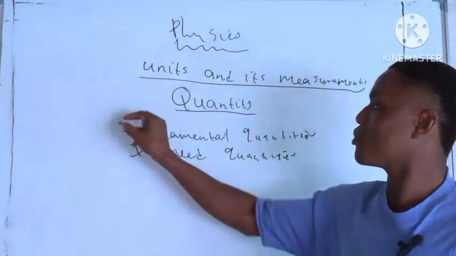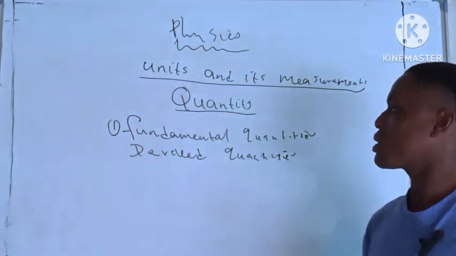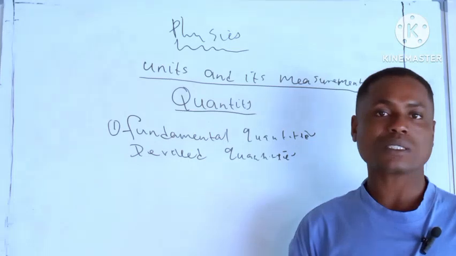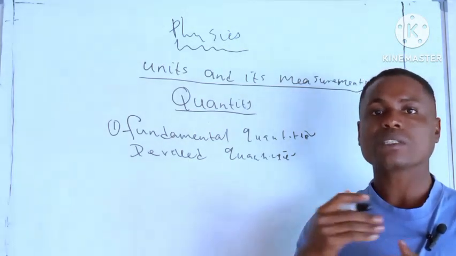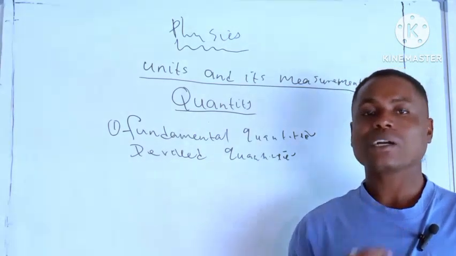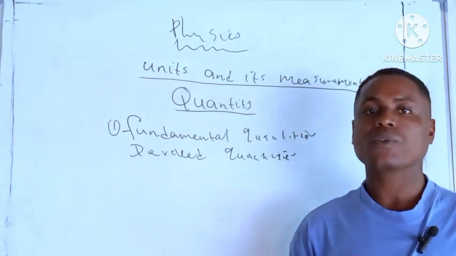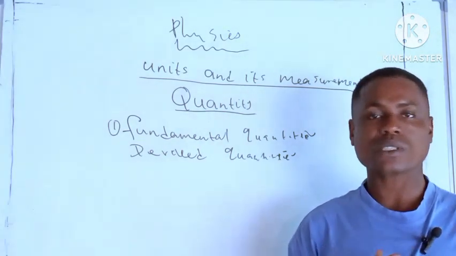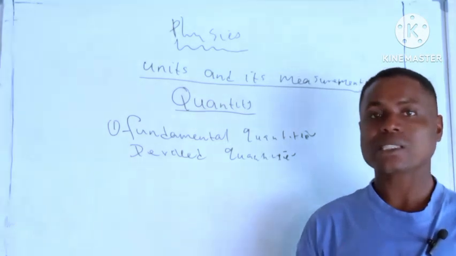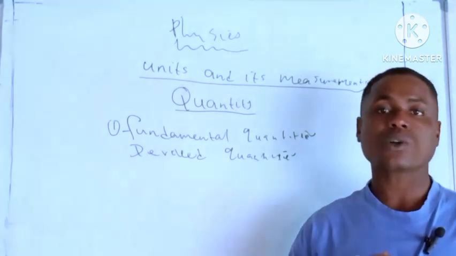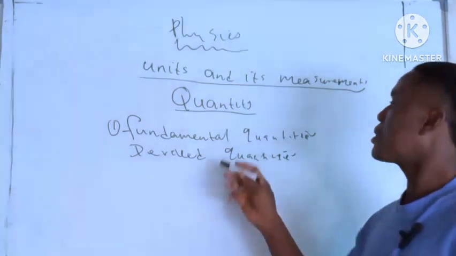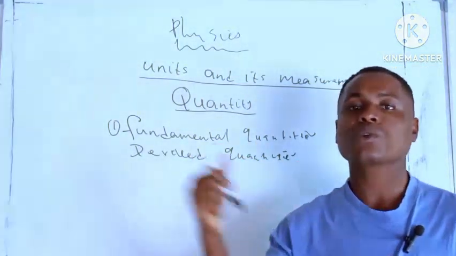Okay, so let's start from the first one. What are fundamental quantities? Fundamental quantities are independent quantities. Are you getting it? When someone says you are independent, it means that you can live on your own, right? You can feed yourself, you can clothe yourself without seeking help from your parents. That is the meaning of independent, meaning you can easily buy things for yourself, right? So these fundamental quantities are independent quantities.